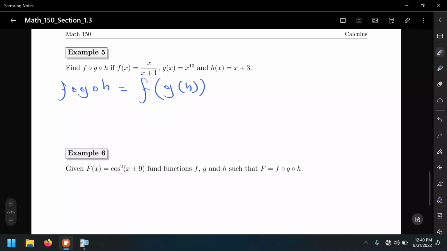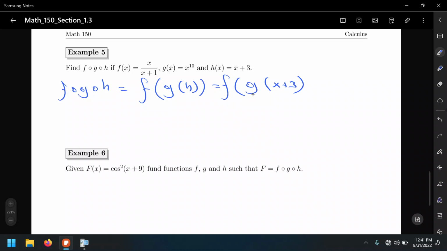But this circle right here means to compose a function, to evaluate a function with another function. So what are we going to do in this case? We are going to go inside out this time. What's the h function? x plus 3. So I'm going to go f of g of x plus 3.